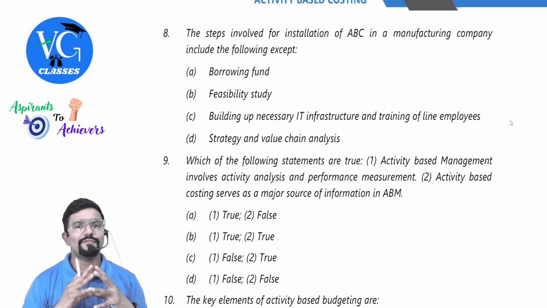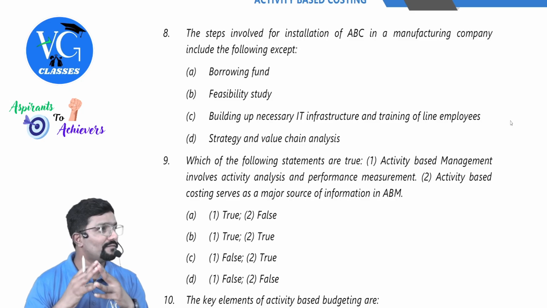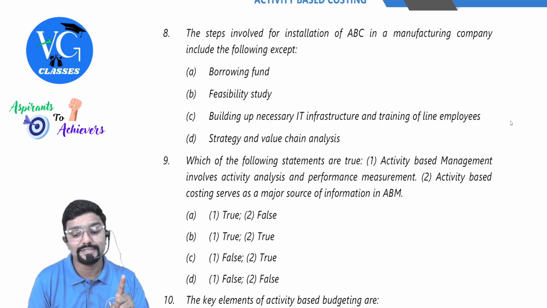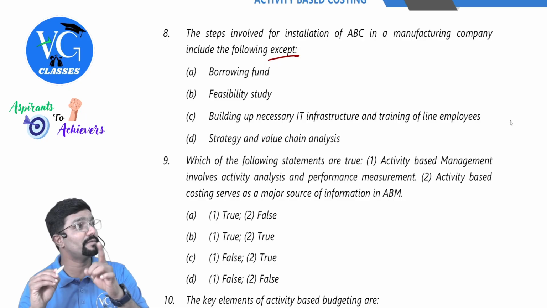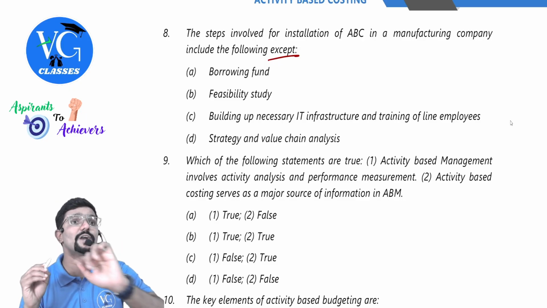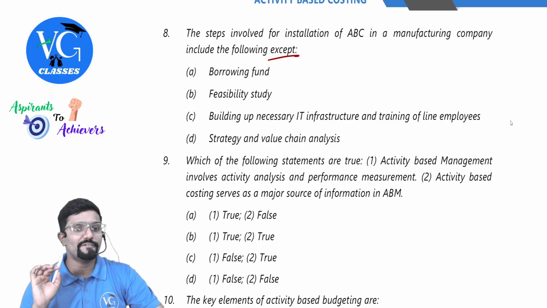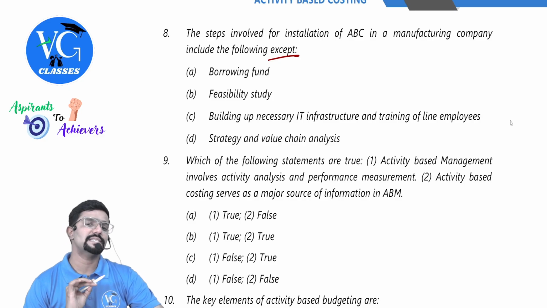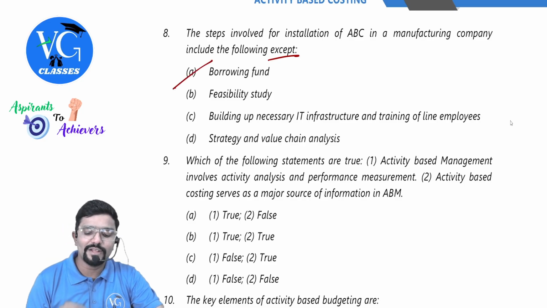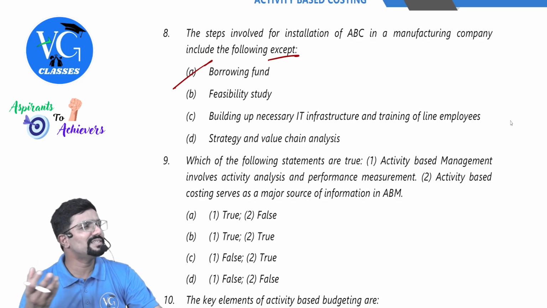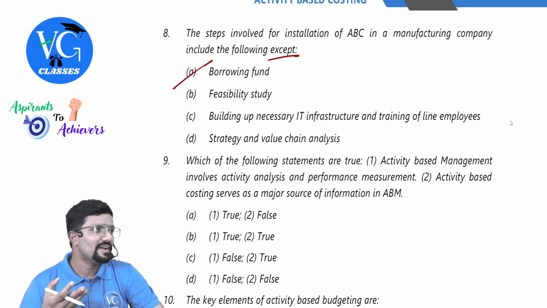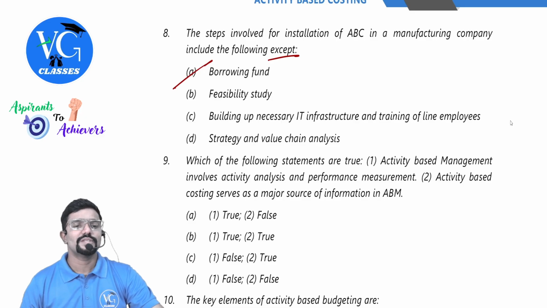The steps involved for installation of ABC in a manufacturing company include the following, except. Guys, these are the keywords. Please be careful. Except means again they are asking you to find the odd one. Borrowing fund, feasibility study, building up necessary IT infrastructure and training of line employees, strategy and value chain analysis. The odd one out here is borrowing fund. How is it related to my activity? Clear?